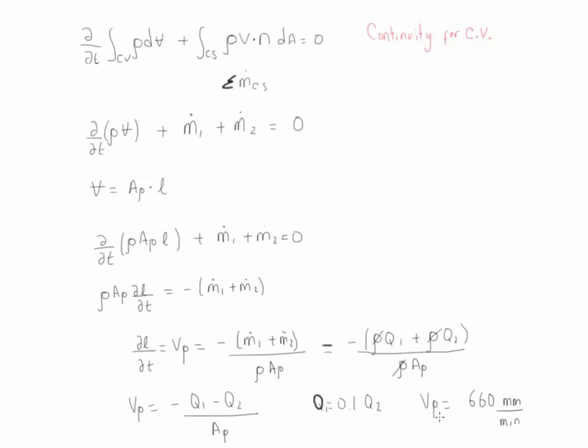Notice that the direction of this velocity is going to the right, and if we evaluate it as the rate of change of the length as a function of time, we set it to be negative because the length is reducing with time.